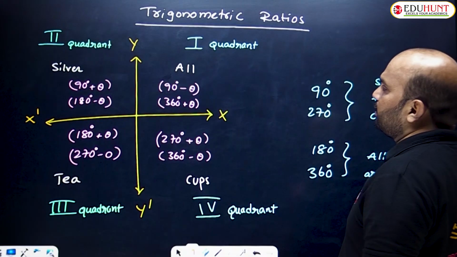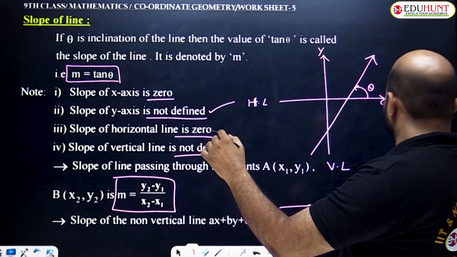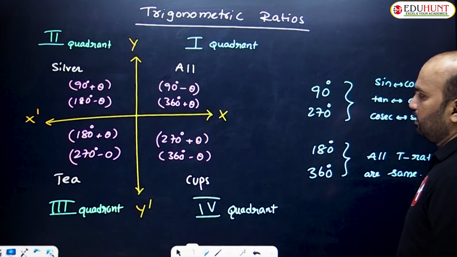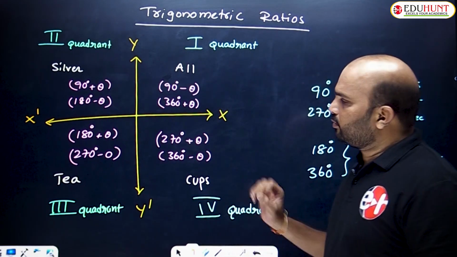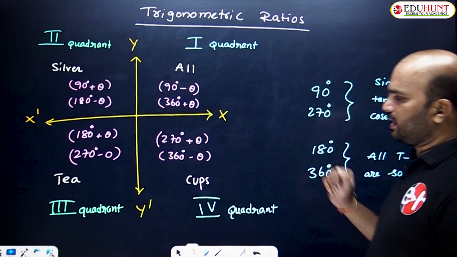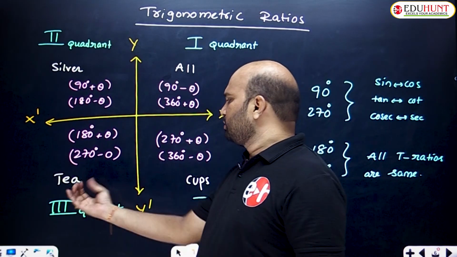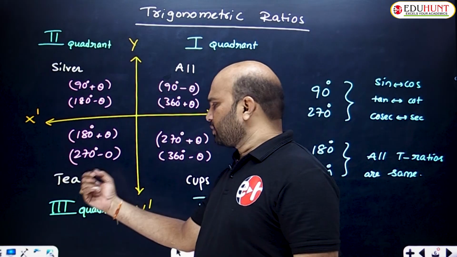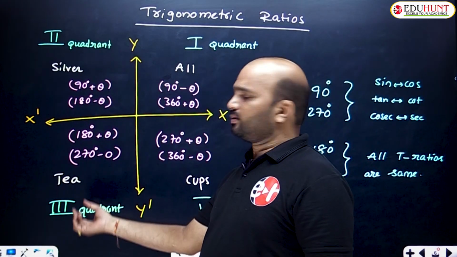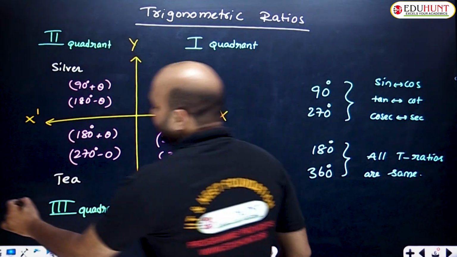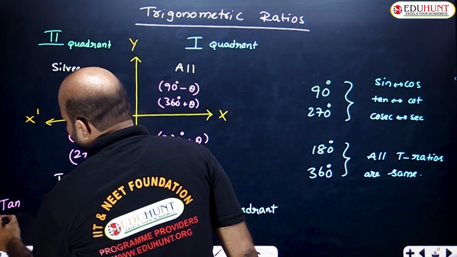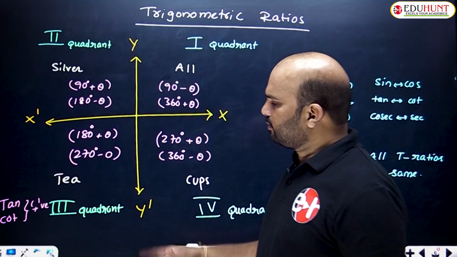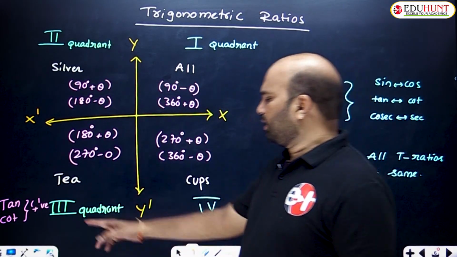Anti-clockwise direction means counter-clockwise direction. Am I clear? Especially tan theta: m equals tan theta, the slope of the inclination. That means tan is positive in the third quadrant. Of the remaining trigonometric ratios, only tan theta and its inverse, cot, are positive in the third quadrant. Remaining all are negative. So sine, cos, cosecant and secant are all negative in the third quadrant.